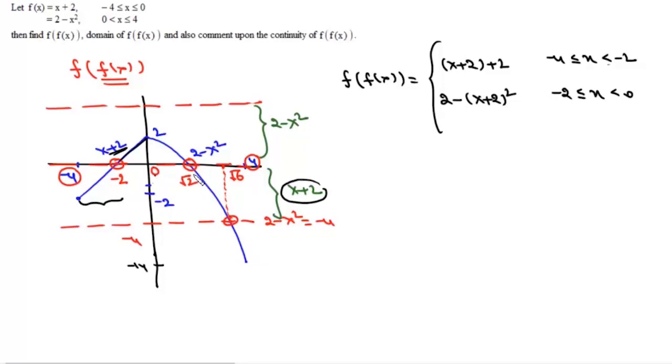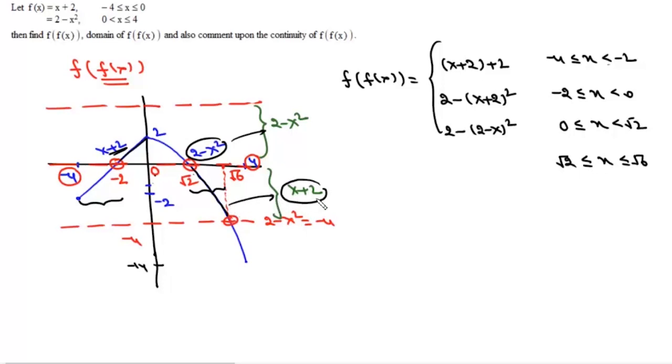Now the next one is from 0 to root 2. So when x lies between 0 and root 2, the definition here is 2 minus x square, and we'll go to this definition. So it will be this 2 minus x whole square. Now this next interval is between root 2 and root 6. So when x lies between root 2 and root 6, this definition is again 2 minus x square. Now I'll go to this x plus 2. So it will be 2 minus x square plus 2.